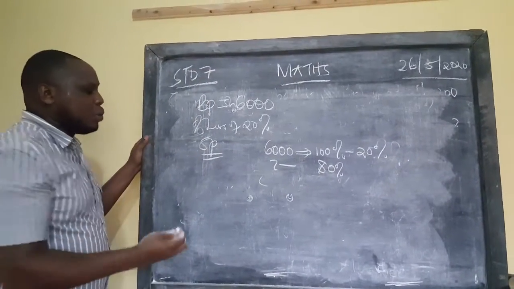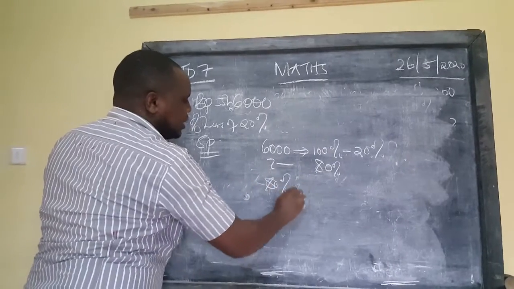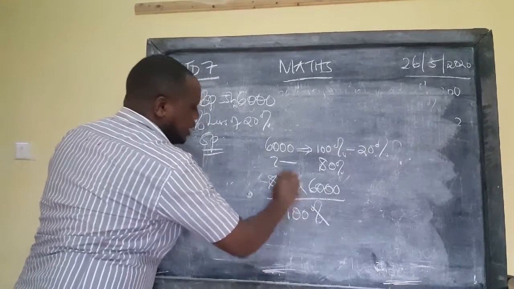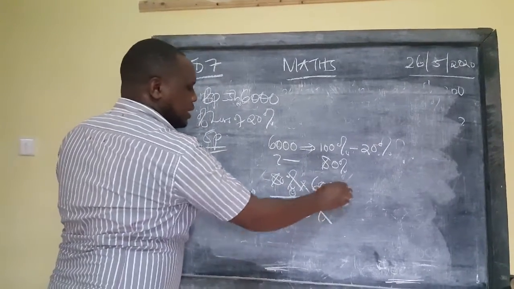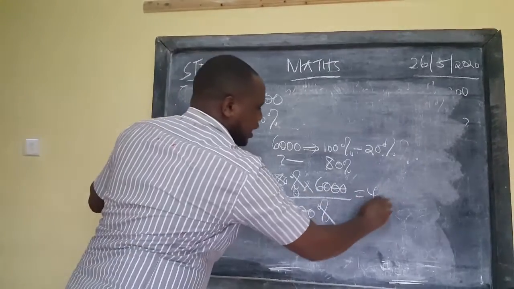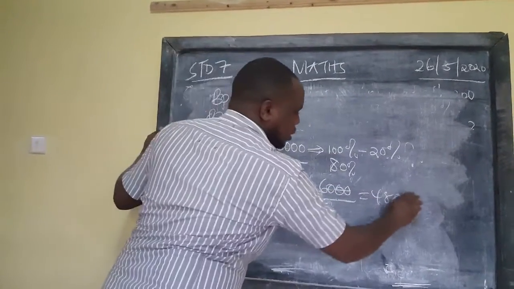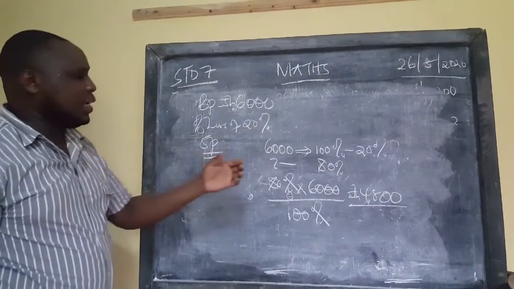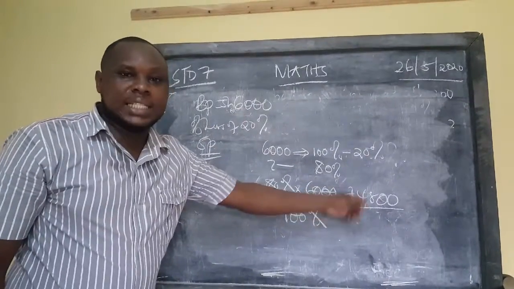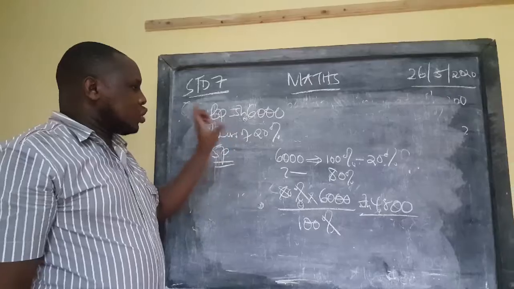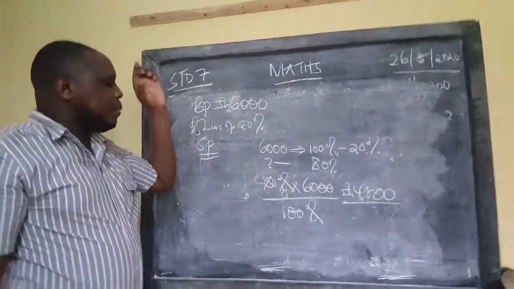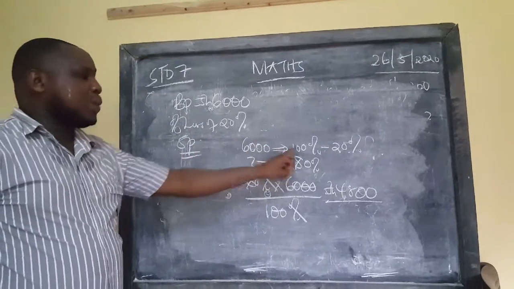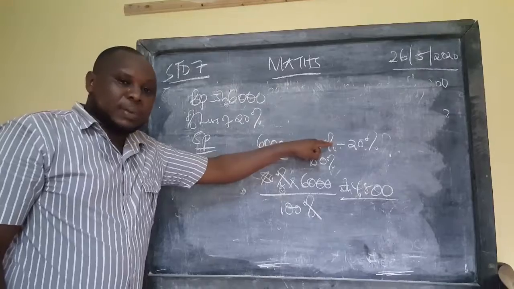So what is that amount? 80% times 6,000 over 100%. Percent and percent will cancel. These two zeros will cancel. 6 times 8 is 48, then two zeros. So this person will later sell that machine at 4,800. You can see from 6,000 to 4,800, that is a loss. So it is wise that you are able to identify the buying price, then know whether it's a loss or a profit. If it's a loss, you subtract. If it's a profit, you add to this percentage here.